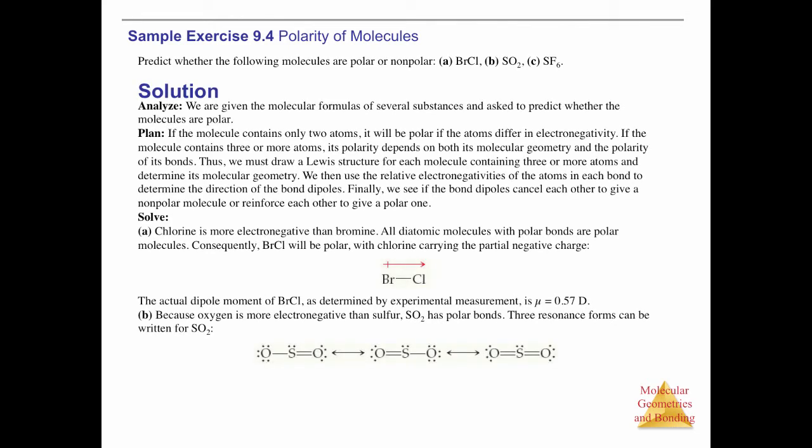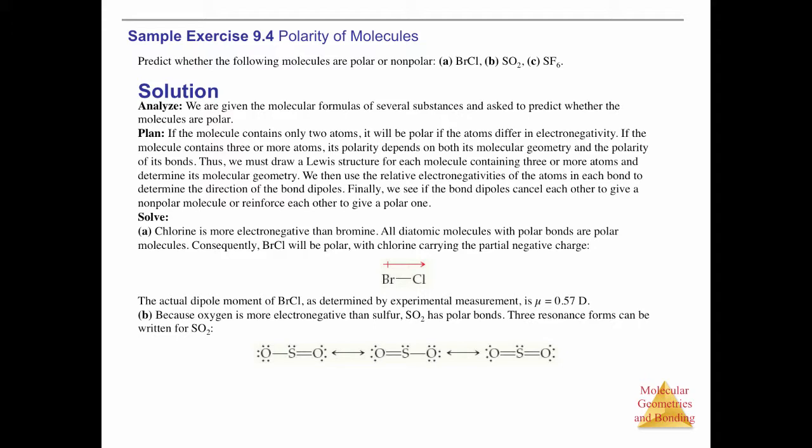Sample exercise 9.4, polarity of molecules. Predict whether the following molecules are polar or nonpolar. For A, we have BrCl, B, SO2, and C, SF6. We are given the molecular formulas of several substances and asked to predict whether the molecules are polar. If the molecule contains only two atoms, it will be polar if the atoms differ in electronegativity.